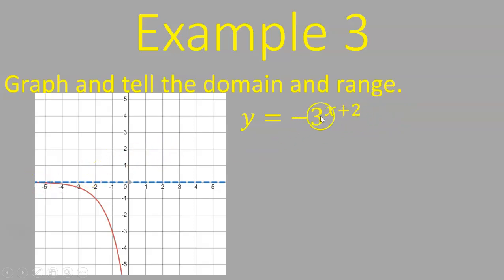And notice that this was a growth. If it were a growth, it'd be going up like this. But because it got reflected, it looks more like a waterfall. It's going kind of down to the right because of the flip.